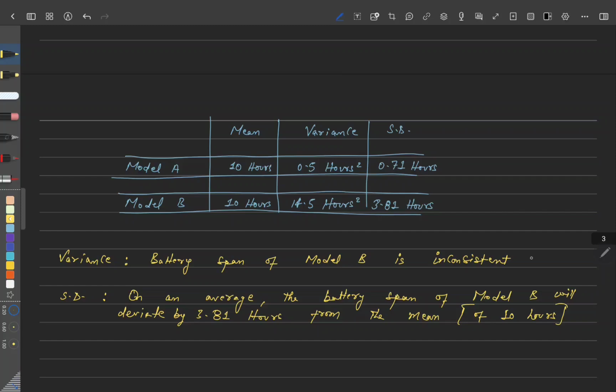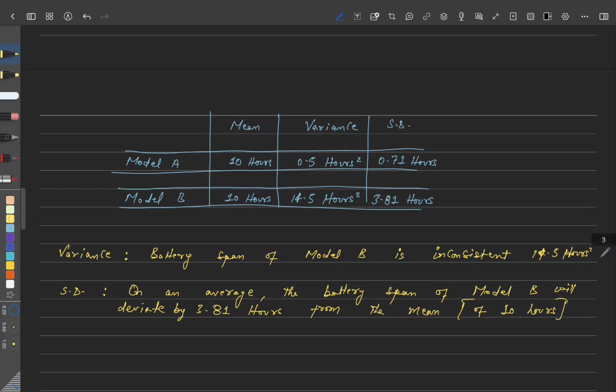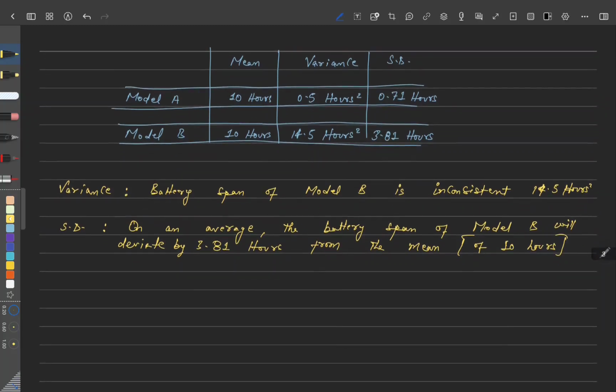But if you look at the reading of variance, which is 14.5 hours square, what does it tell you? It doesn't tell you much. It just tells you that there is a high degree of spread when it comes to model B. The data is very inconsistent. But standard deviation gives you a range wherein the number would most probably lie. The reason standard deviation is easy to interpret is because the units are the same.